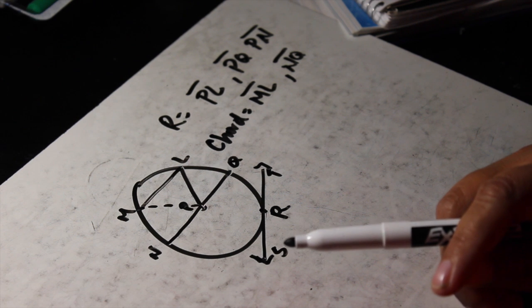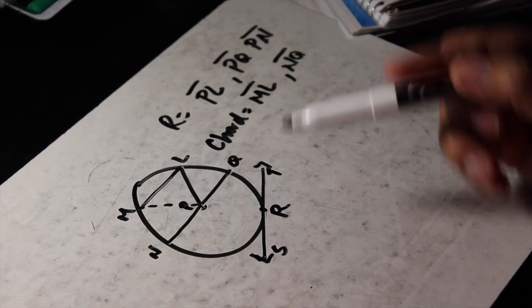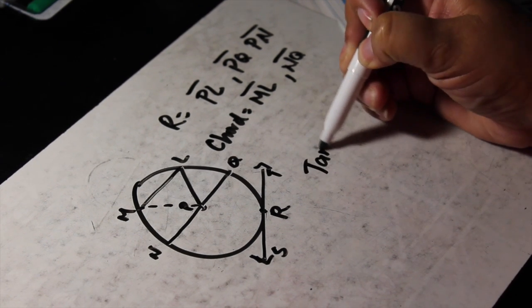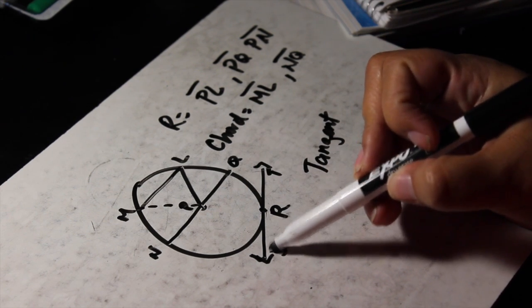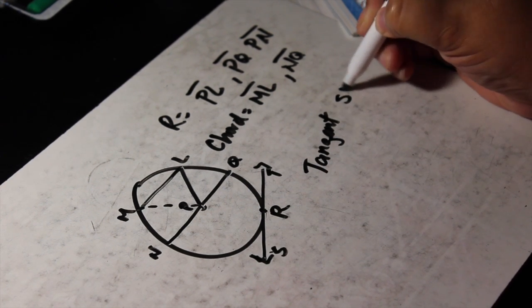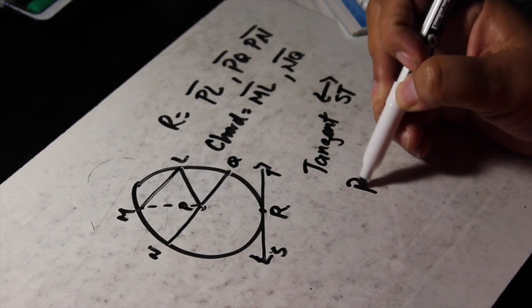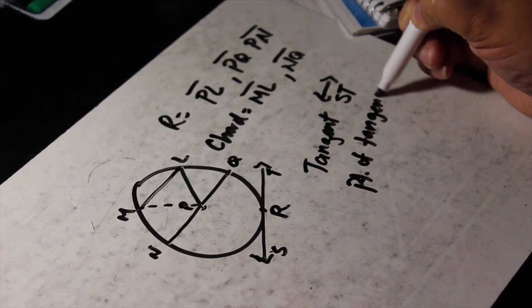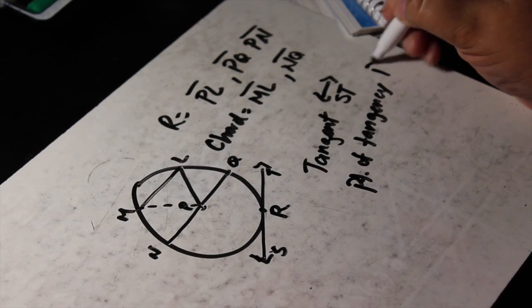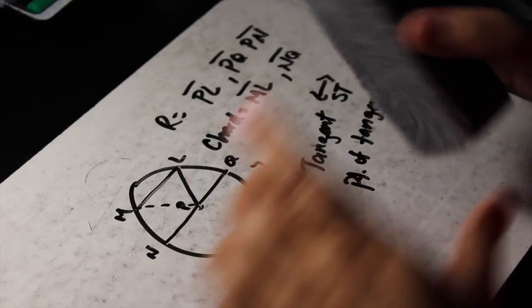And then part C says, name a tangent to the circle and identify the point of tangency. So a tangent would be ST, the line segment ST. So ST is a tangent, and the point of tangency would be R. R is the point of tangency. Okay, so I hope that makes sense to all of you. Let's keep going.